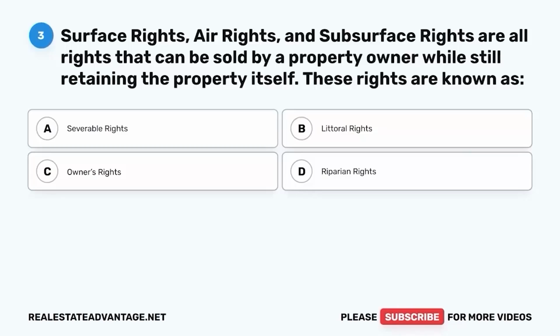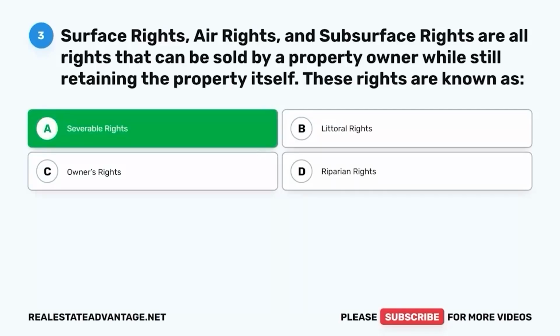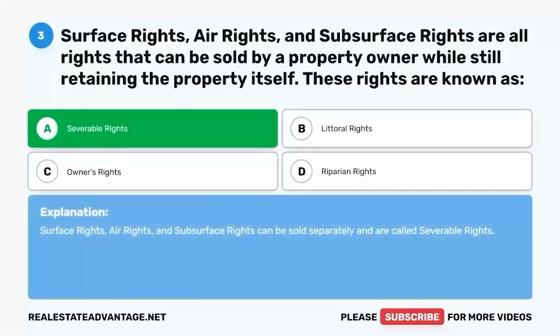These rights are known as A. Severable rights. B. Literal rights. C. Owner's rights. D. Riparian rights. The correct answer is A. Severable rights. Surface rights, air rights, and subsurface rights can be sold separately and are called severable rights.